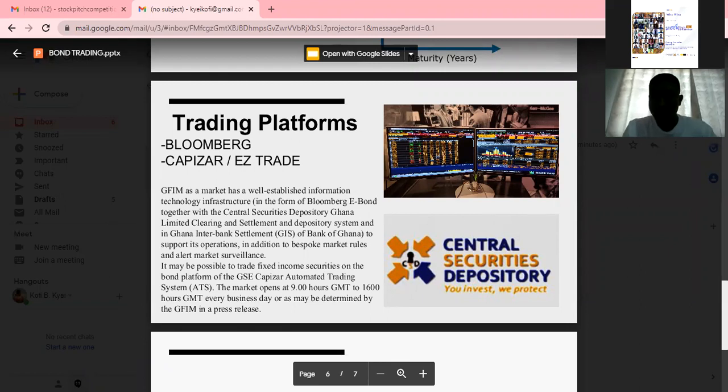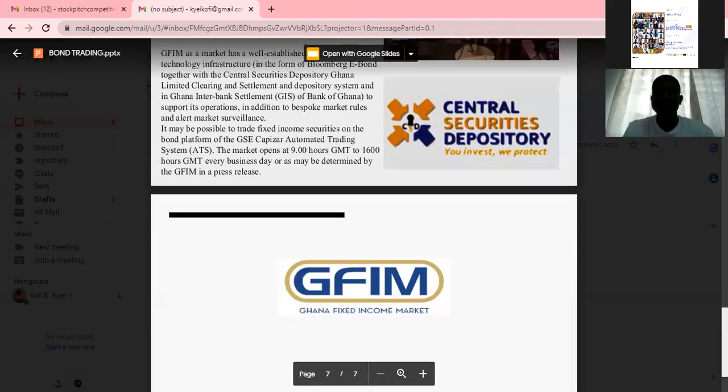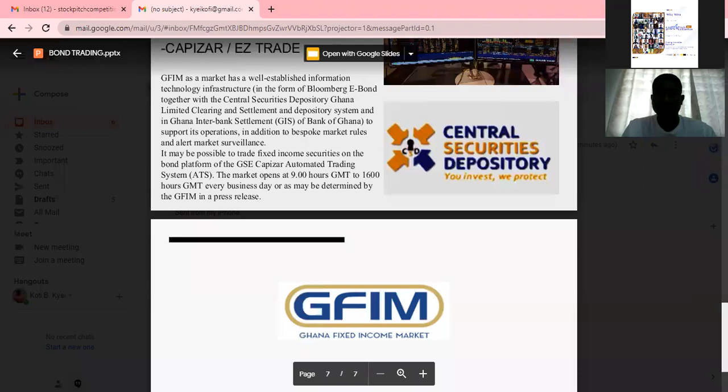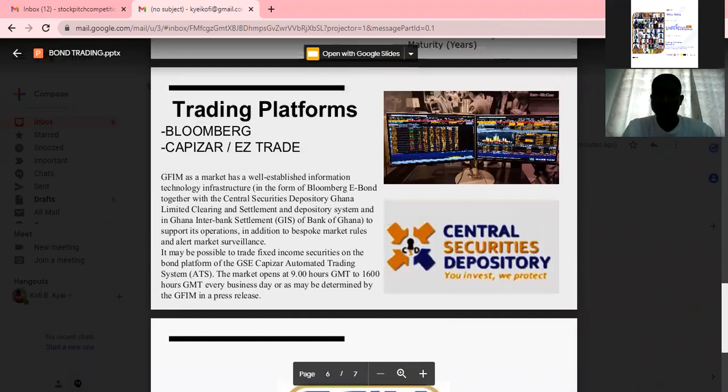And then the bottom is the CSD. I was just trying to get a CSD platform, but I didn't really get it, but this should work. CSD helps with the settlement of securities on Ghana's trading platforms as well. And they also have their own trading platform that once in a while we use to put in trades. And it may be possible to trade fixed income securities on the bond platform of the GSE Capisa automated trading systems.